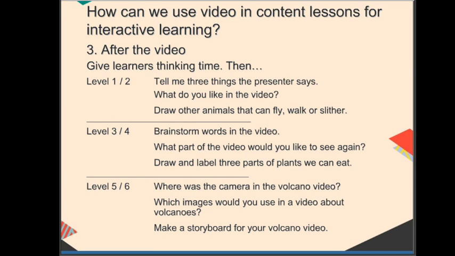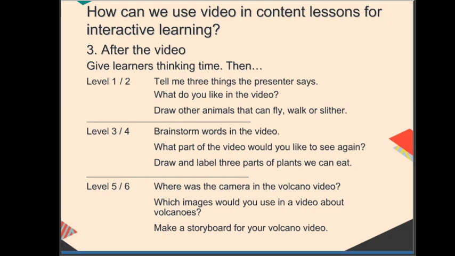Giving learners choice differentiates learners because more able learners usually choose exotic or more complicated plants to draw and label, while less able learners tend to draw familiar plants. For levels 5 and 6, again, small groups of learners can decide where the camera was during the filming of the volcanoes. Was it at the top of the volcano, the side, at the bottom? They can decide which images they would use in the video about volcanoes. Or you could ask them to make a storyboard for their own volcano video.